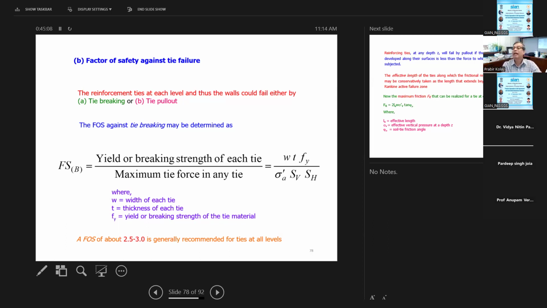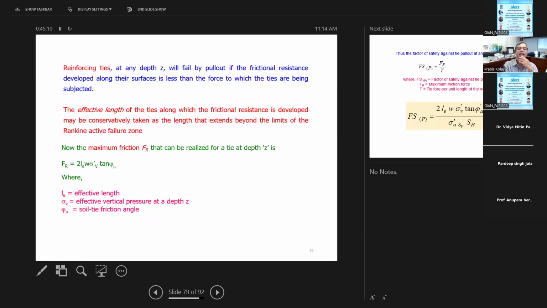And then this is the internal stability. And then for the reinforcement, how much is the friction between the reinforcement and the soil itself. So you can calculate by using FR: how much is the effective length, how much is the width, how much is the vertical stress, and how much is the sigma. You see here, sigma mu is the soil and tie friction.